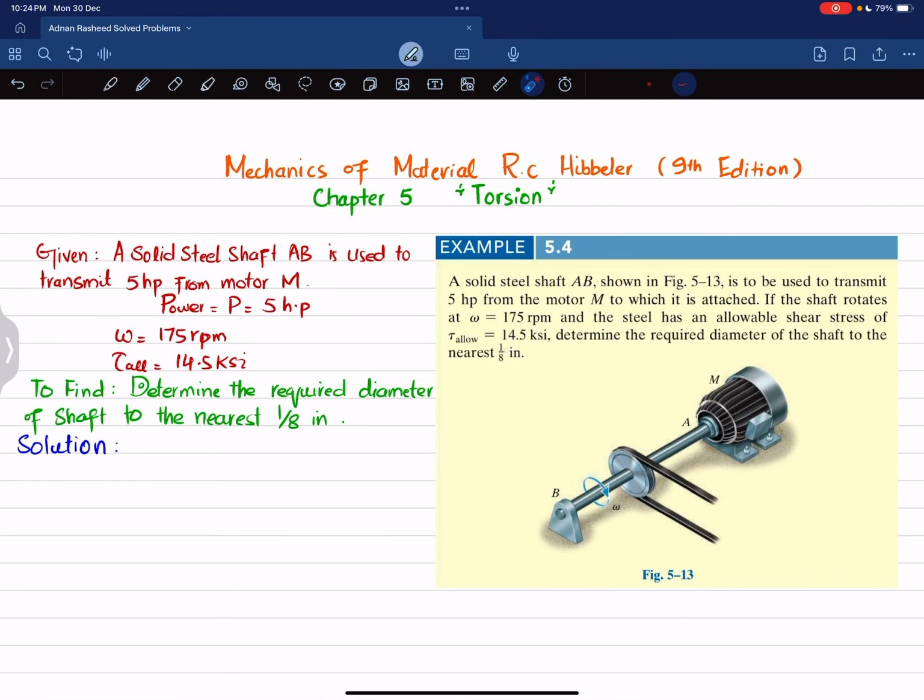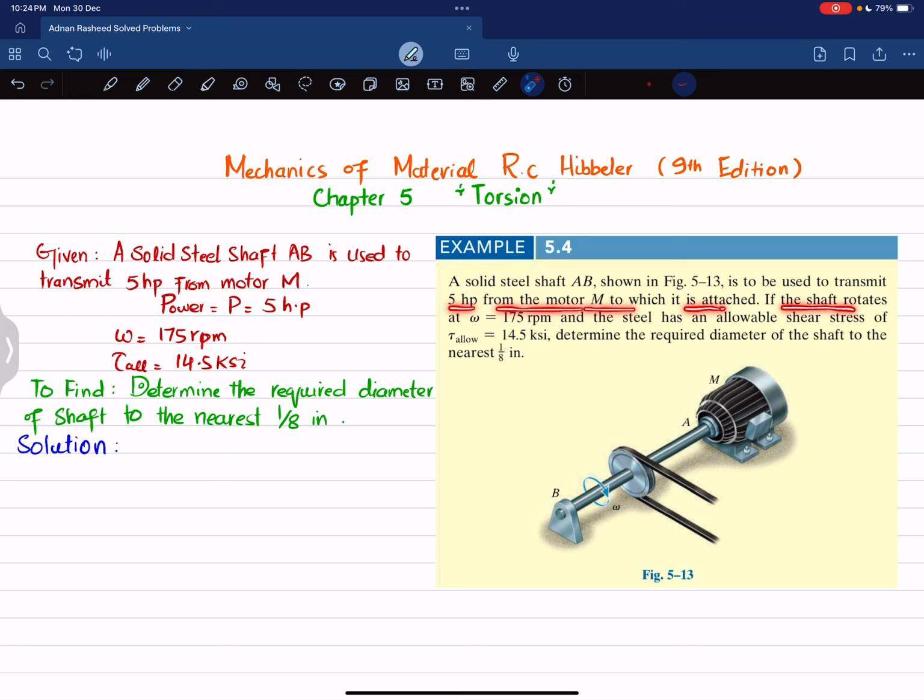Welcome back. In this video, we are going to solve example 5.4 that is taken from chapter number 5, Torsion, and the book name is Mechanics of Materials by R.C. Hibbeler, ninth edition. So the statement is: a solid steel shaft AB shown in figure 5-13 is to be used to transmit 5 horsepower from the motor M to which it is attached.